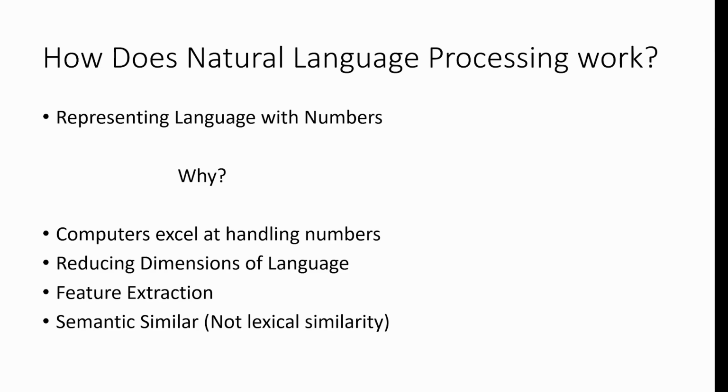Semantic similarity is different than lexical similarity in that semantic similarity is how similar are the terms in their meaning, whereas lexical similarity is how similar words are in how they sound.